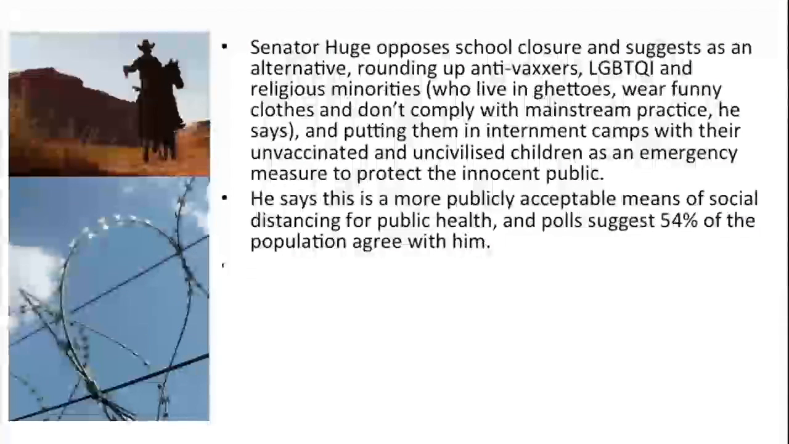Senator Huge opposes school closure and suggests as an alternative rounding up anti-vaxxers, LGBTQI and religious minorities who live in ghettos and wear funny clothes and don't comply with mainstream practices, he says, and putting them in internment camps with their unvaccinated and uncivilized children as an emergency measure to protect the innocent public. He says this is more publicly acceptable socially than closing schools. And the polls suggest 54% of the population agree with him. What a state of affairs.